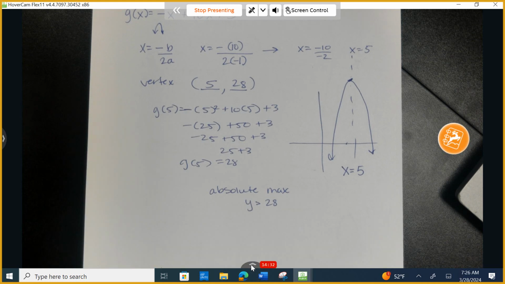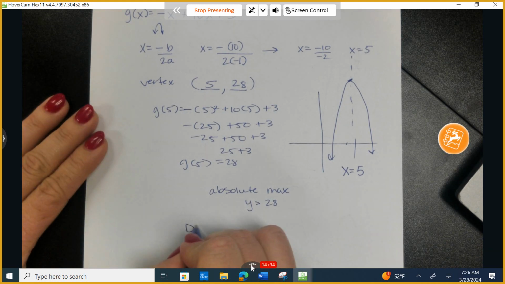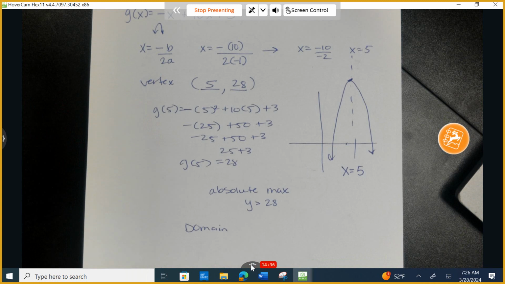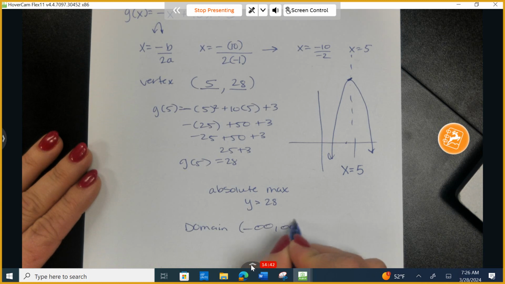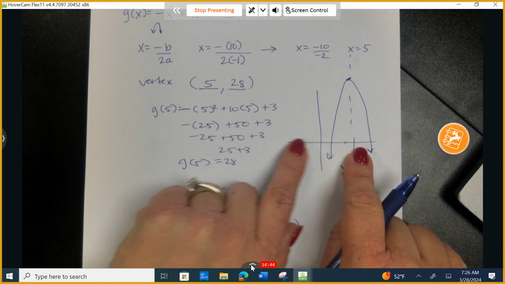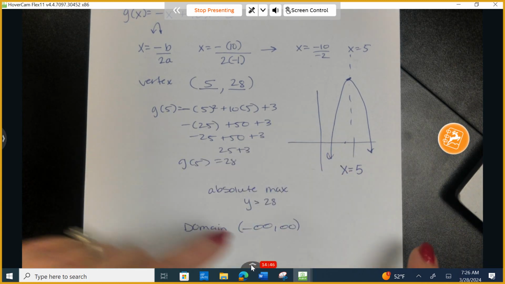All right, back here with me. And so the domain, you're going to notice that unless we're talking about the context of a problem that restricts the domain, our domain for quadratic functions is going to be negative infinity to positive infinity. There's no limit how far it goes to the left or to the right as it moves down.